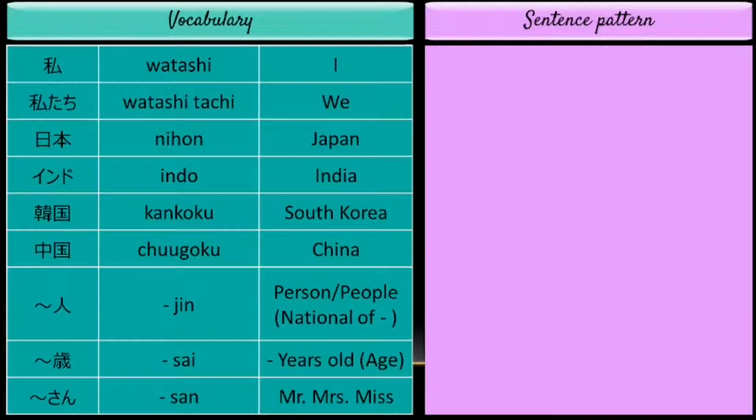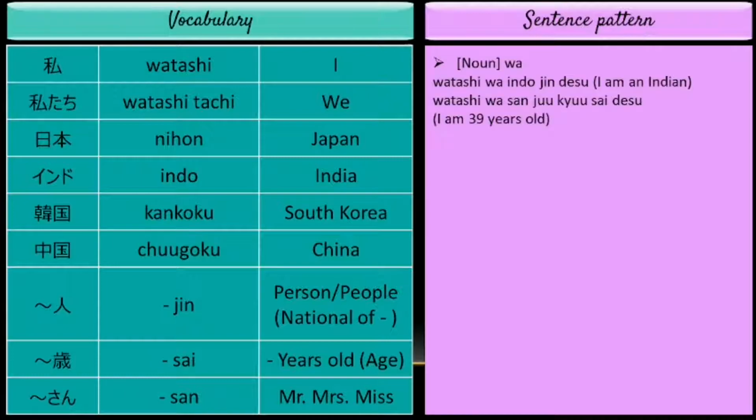Before I go to sentence formation, I must tell you about the word san, which means Mr. or Mrs. or Miss. It is attached after the listener's or third party's name to show respect to that person. But please note that san should never be used when the speaker is referring to his or her own name. Now, let me go to sentence formation.